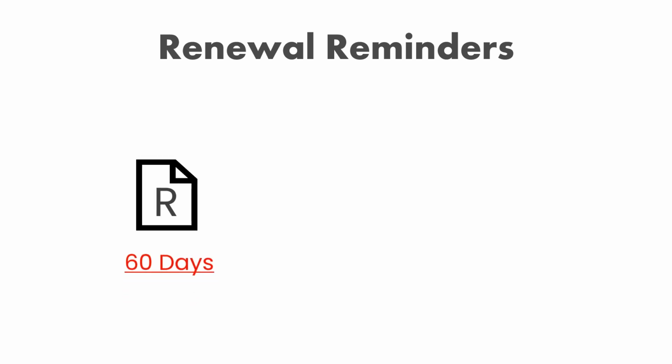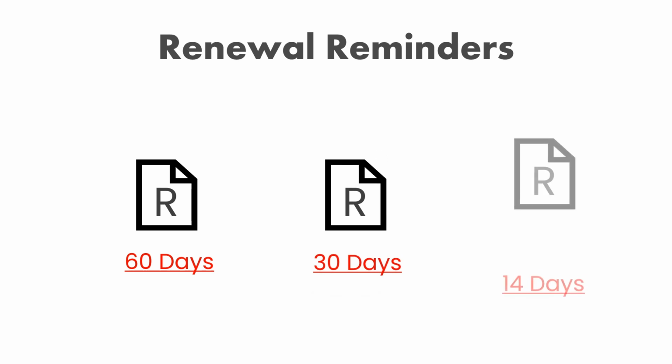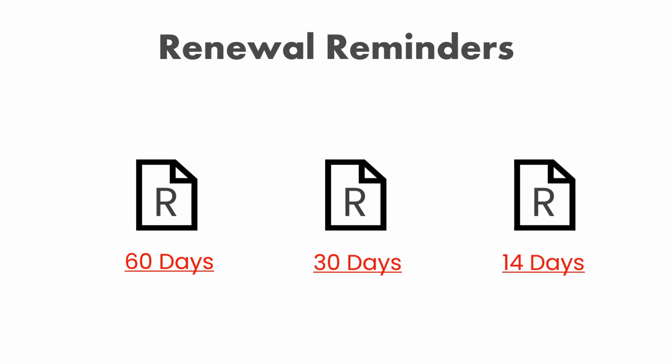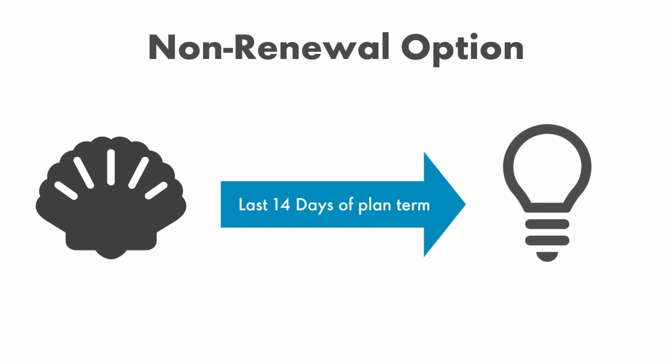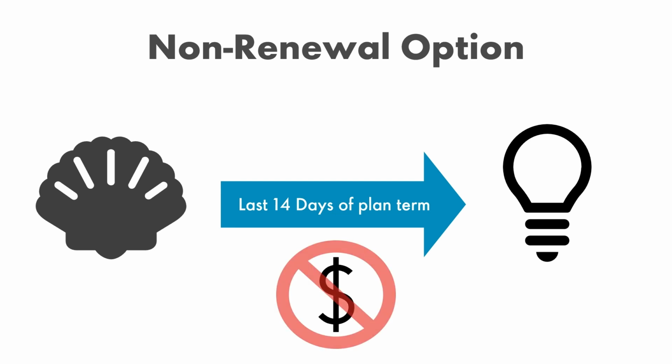Next, we have the renewal reminders. In accordance with PUCT guidelines, we remind customers of their plan's upcoming expiration 60, 30, and 14 days before the plan expiration date. We also provide this on every invoice sent to the customer. If the customer decides not to renew with us as their service provider, they have the option to switch to a new provider during the last 14 days of their plan term without paying an early termination fee penalty.